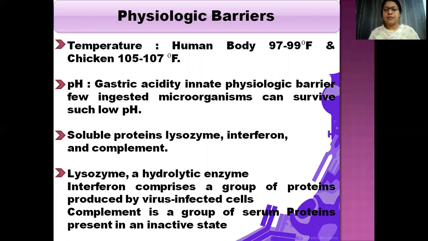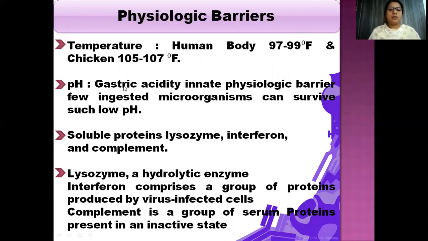Anthrax is a disease, a very fatal disease. Chicken has a body temperature of 105 to 107. This temperature protects chickens from having anthrax, but humans don't have such efficiency that they can fight against anthrax in their normal body temperature condition.